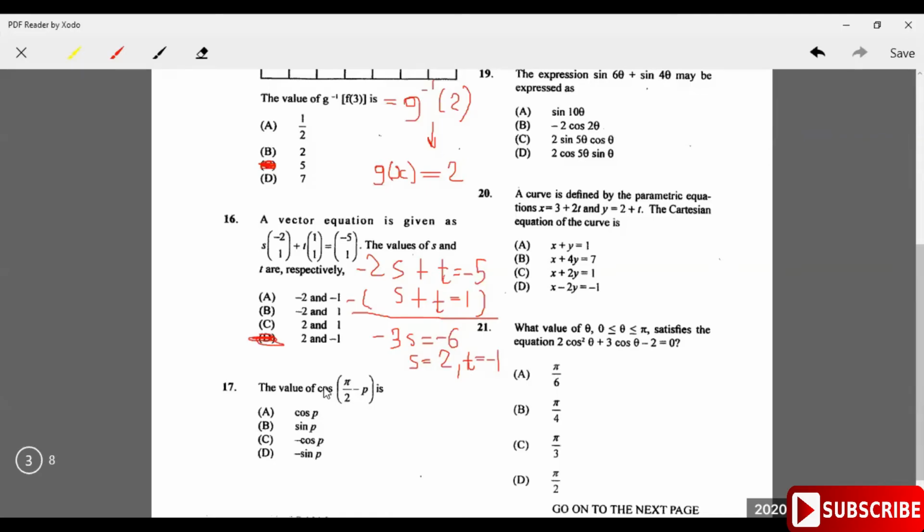Question 17 says find the value of cosine of pi by 2 minus p. When we expand, cos(A minus B) is cos A cos B plus sin A sin B. So it is the cosine of pi by 2 times the cosine of p plus the sine of pi by 2 times the sine of p.